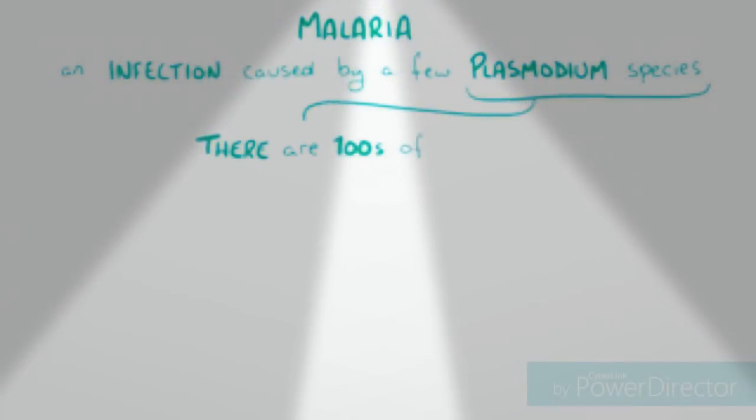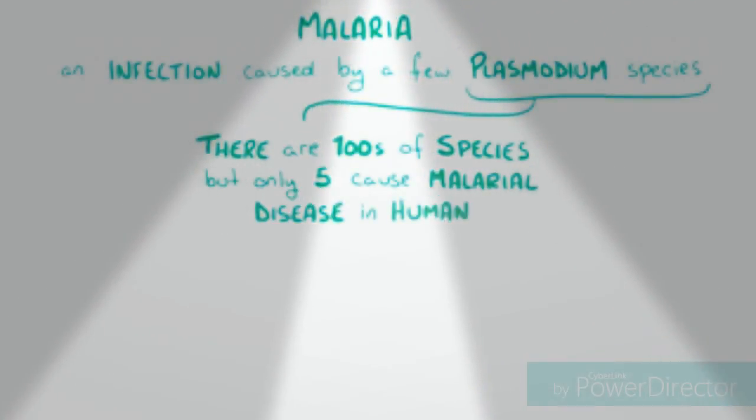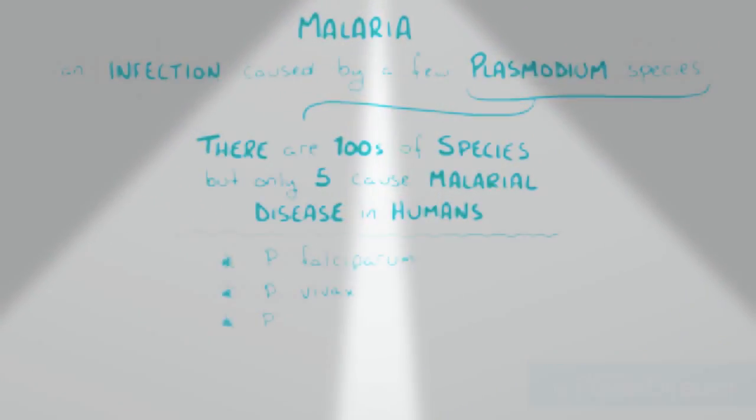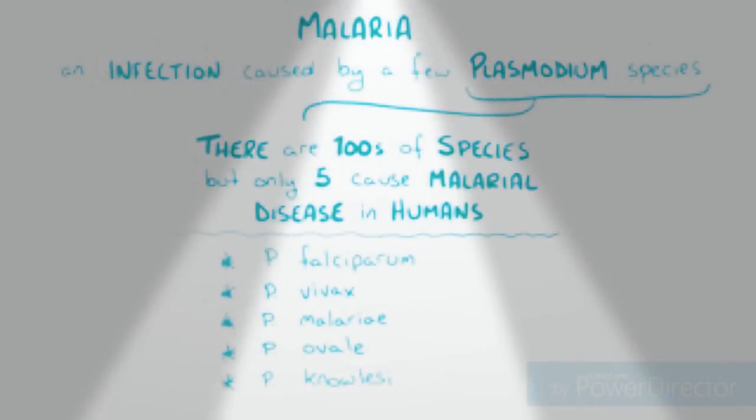There are hundreds of types of Plasmodium species, but only 5 cause malarial disease in humans, and those are Plasmodium falciparum, Plasmodium vivax, Plasmodium malariae, Plasmodium ovale, and Plasmodium knowlesi.